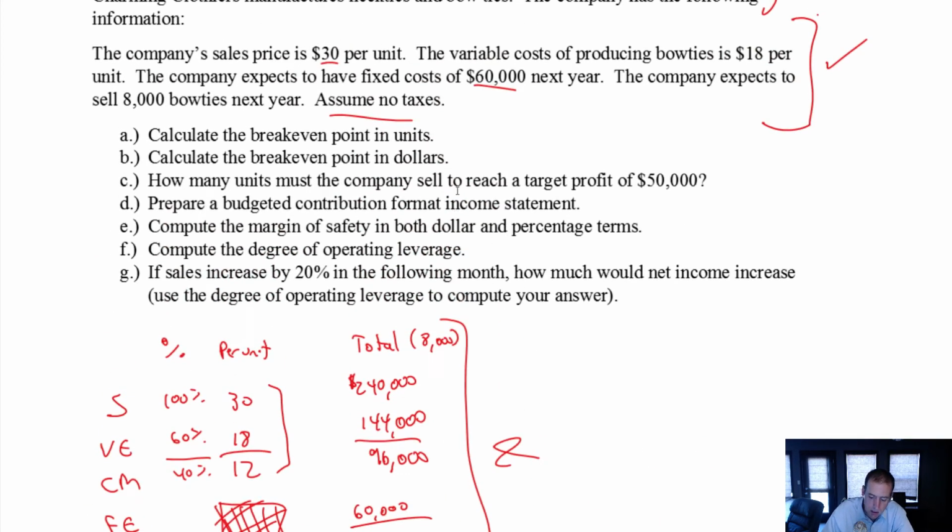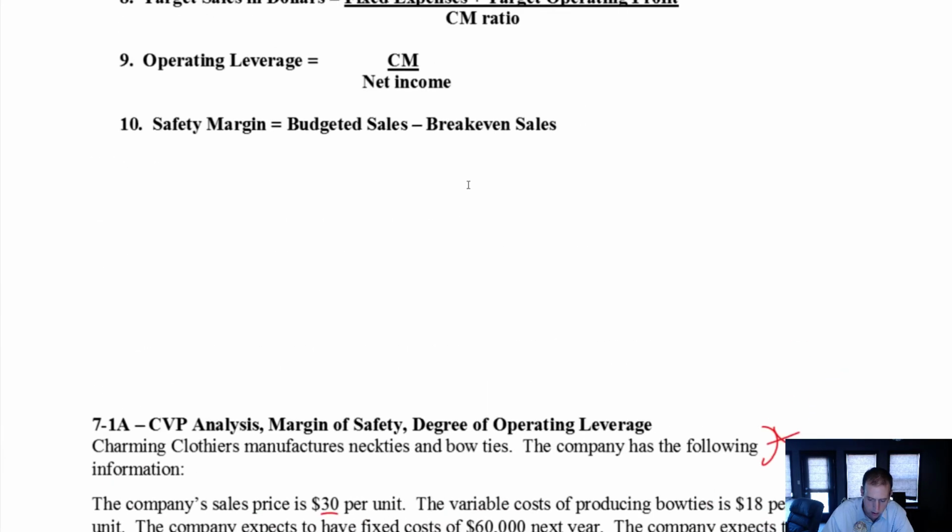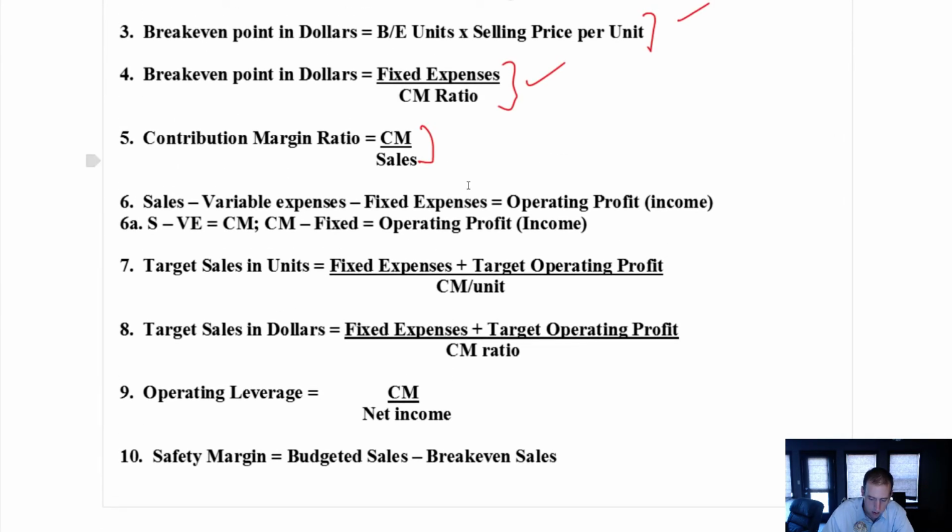How many units must the company sell to reach a target profit of $50,000? Okay, so this one's target sales in units. So how many units do we have to sell to reach a target profit? So it's formula 7. Fixed expenses plus target profit divided by CM per unit.